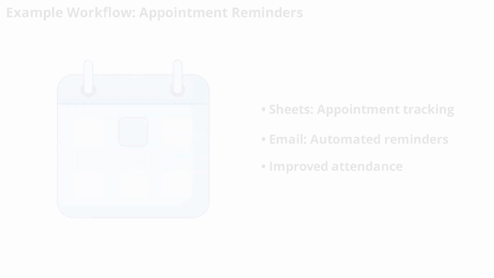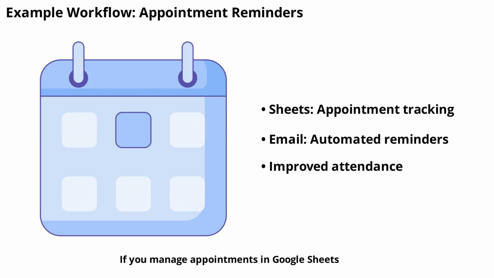If you manage appointments in Google Sheets, you can use email automation software to send reminders to clients automatically. This reduces no-shows and keeps everyone informed. By linking Sheets and your email tool, reminders can be triggered based on appointment dates, ensuring a smooth scheduling process.